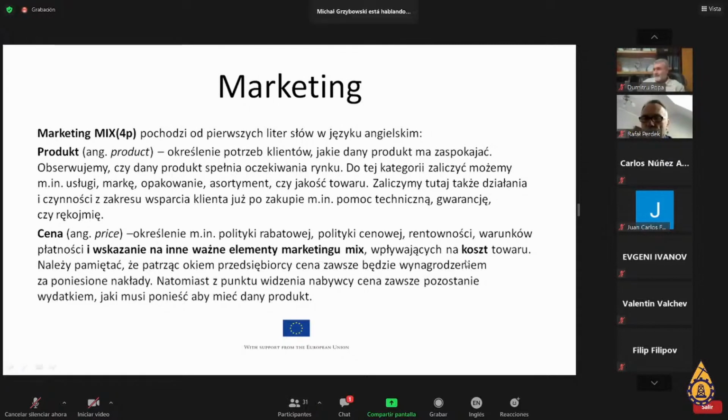Another element of the marketing mix is the price. Price is defined in two ways. First of all, the price must include all the costs and a margin, both for the manufacturer and for the sellers. And this is one way of determining the price.